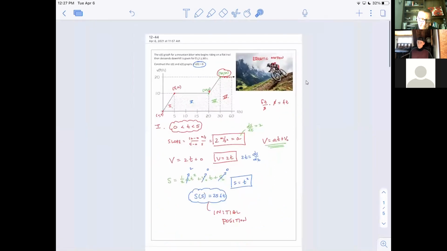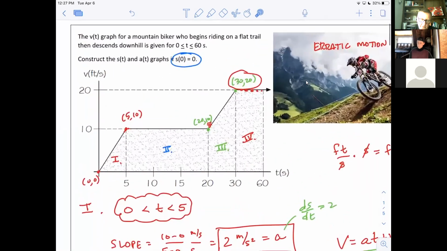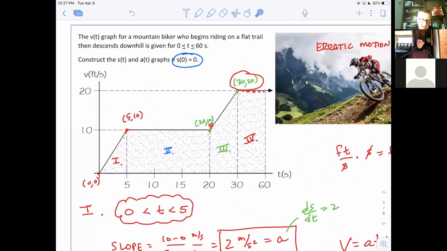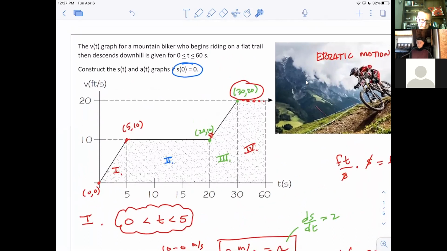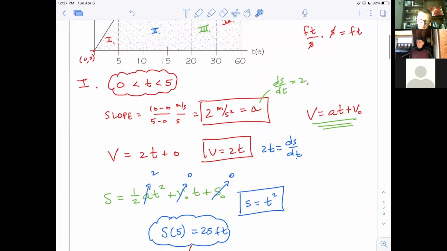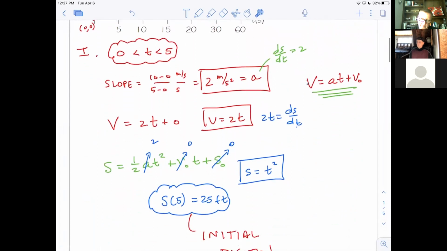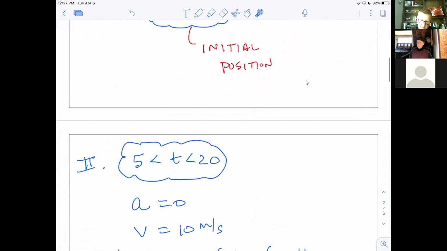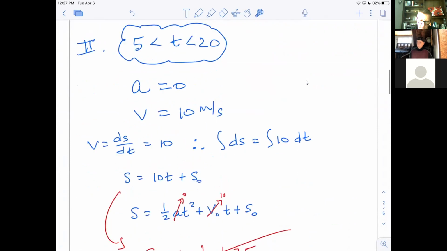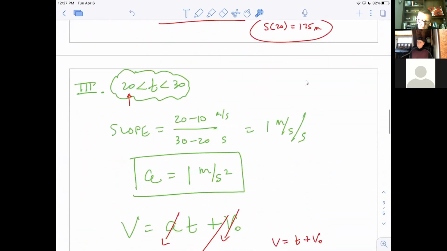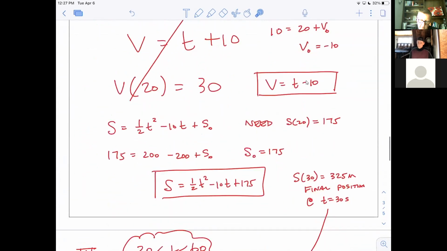Excellent observation. Now this problem actually asked us, let's just do this really quick, to find the graphs of S of t and A of t. The A of t graph is fairly easy because it was constant the whole time. For the first phase, it was 2, and then it was 0, and then it was 1, and then it was 0 again.